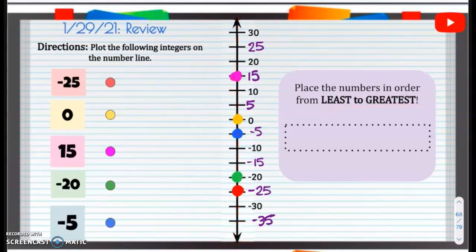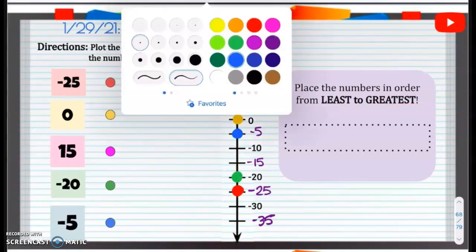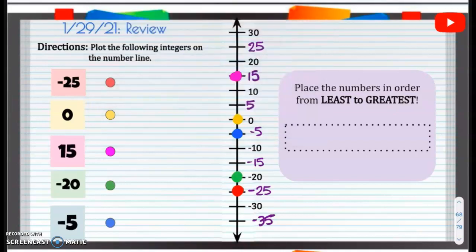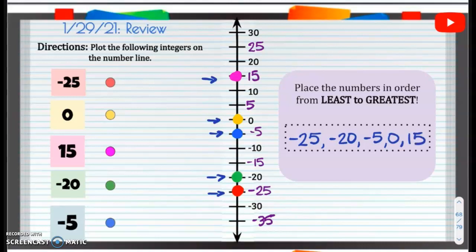So I'm going to kind of work with looking at our numbers. First, the least number here we have is going to be negative 25. That's the smallest. Then negative 20. Then negative 5. Then 0. And then 15. So that's going to be it for our ordering them.